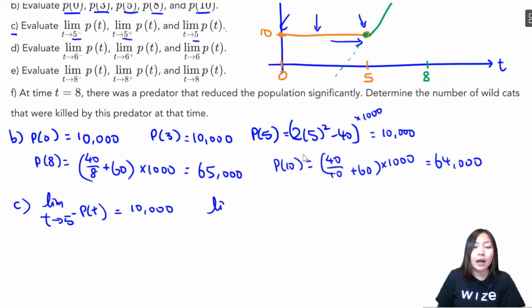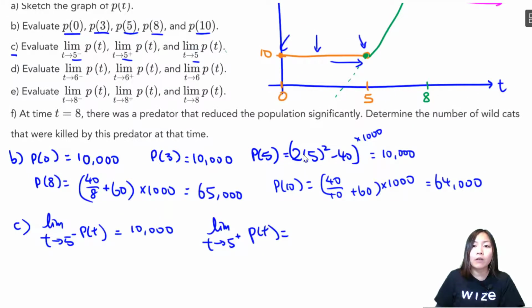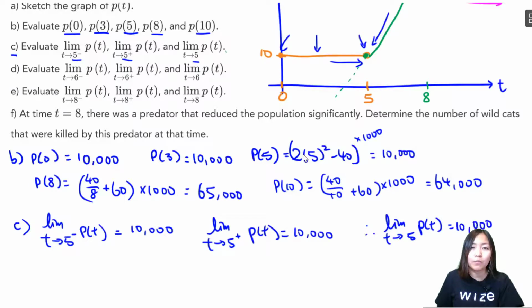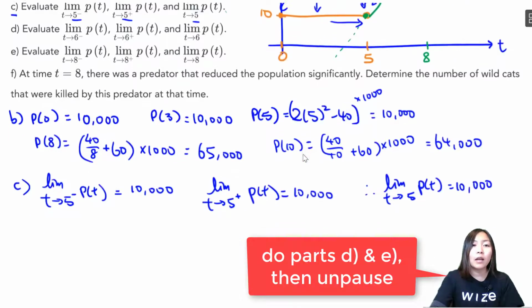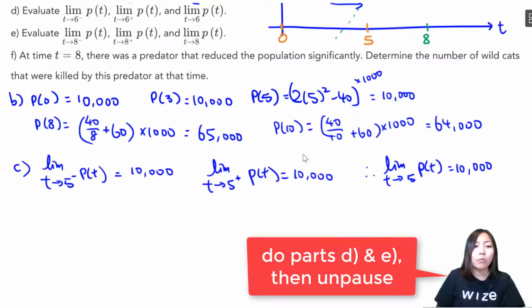And then the limit as t approaches 5 from the right of this function. If you follow the graph, this time we will follow the green graph. And again, we get the same value of 10. So this is also 10,000. So therefore, the limit as t approaches 5 in general, not from the left, not from the right, just in general, that's also going to be 10,000 because they are equal. Now I'm going to pause the video and I want you to use your graph to figure out parts D and E.